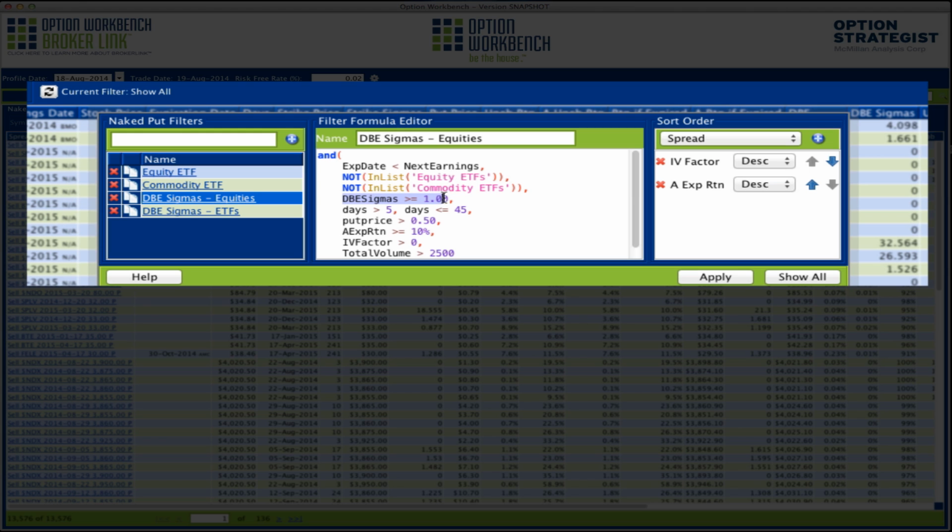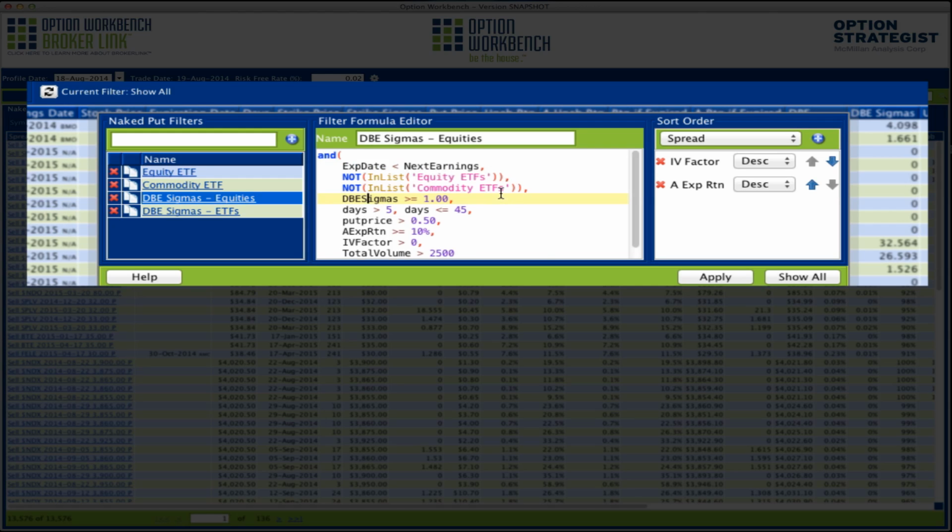Here's the DBE sigmas. Now, since the implied volatility, as we saw from the histogram, is kind of low, I've had to lower this number down to 1. So I want the downside break even to be at least one standard deviation below the underlying price. In the past, I've had this as high as 1.3, 1.35 when volatility is higher. But right now, with the current market conditions, I need to be satisfied with just one standard deviation below.